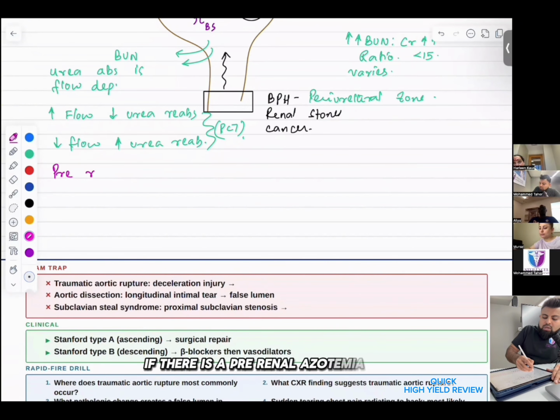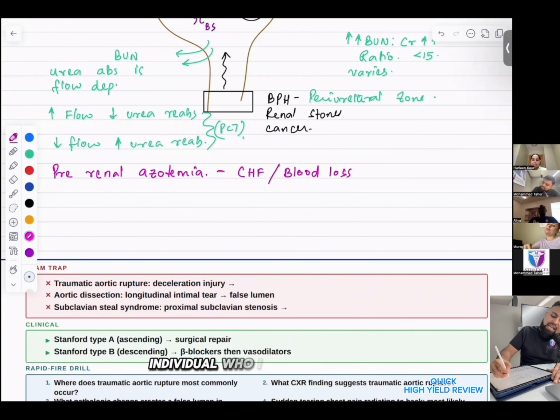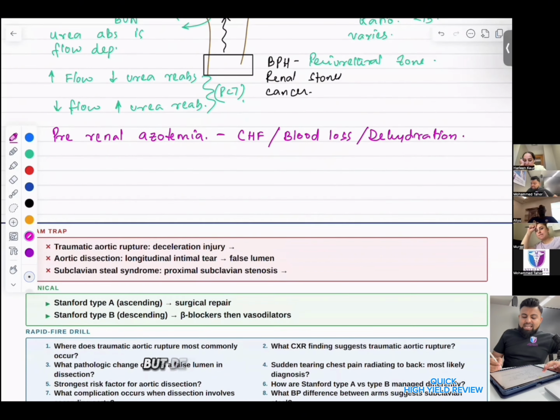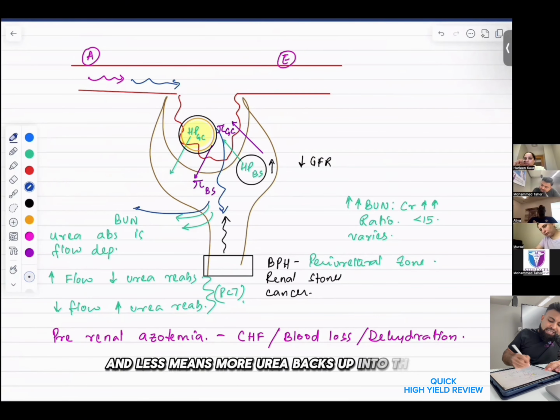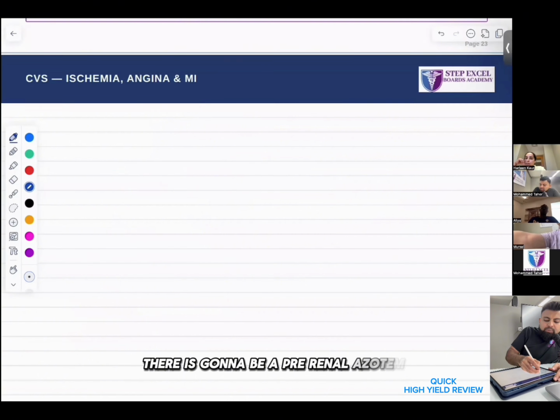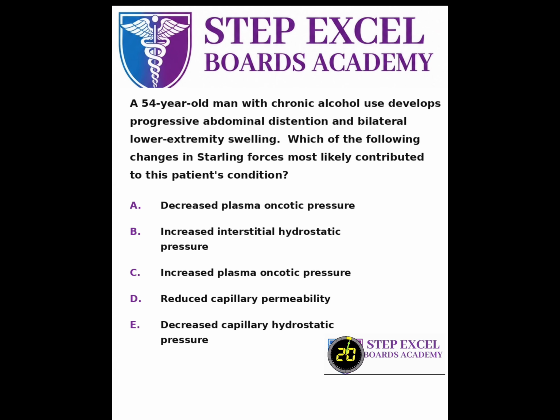Prerenal azotemia, recall, was due to congestive heart failure, an individual who is having hemorrhage, blood loss, or dehydration, very classic. There's a question in your NBME also, we will discuss it later, but dehydration. So imagine this is the afferent and this is the efferent arteriole, and if you are decreasing the flow, there is less filtration, and less filtration means more urea backs up into the body. So there are three simple classifications: prerenal azotemia, intrinsic renal azotemia, and post-renal azotemia.